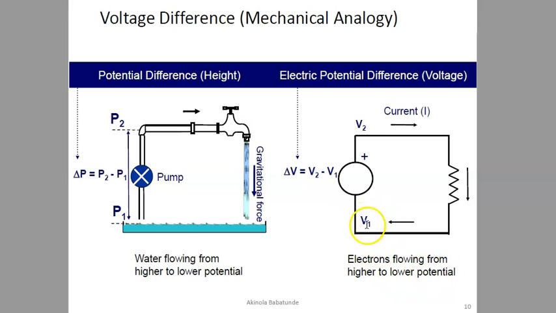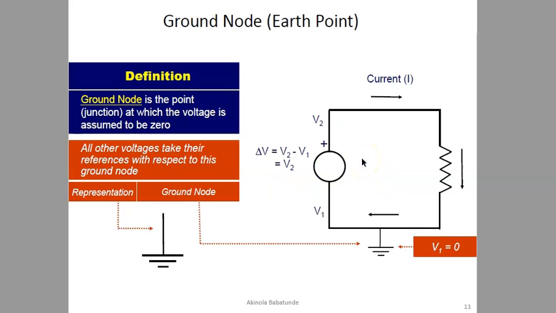V1 represents the lower potential, V2 represents the higher potential. An electron will flow from the region of this positive charge, which represents higher potential, to the negative charge. And then change in V, which is change in voltage, will then be the difference between V2 and V1. That's V2 minus V1. We also have what we refer to as a ground node or datum point.